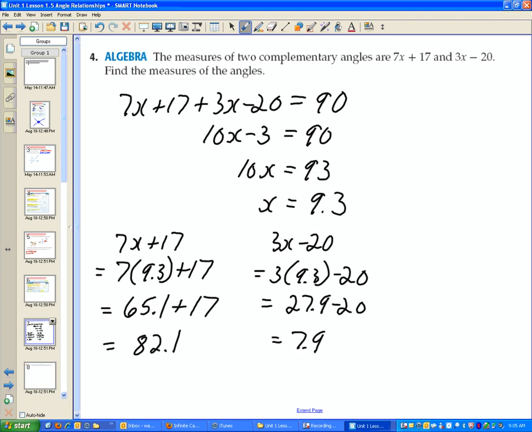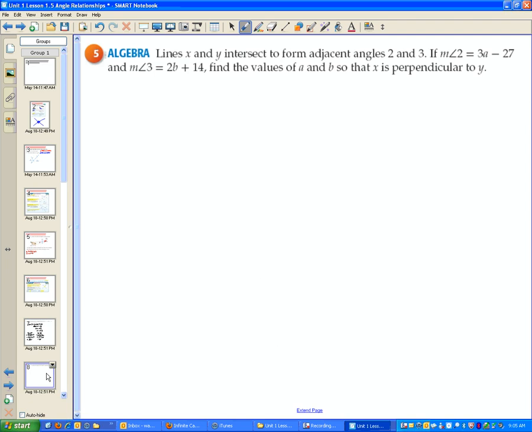Let's do number 5. Lines x and y intersect to form adjacent angles 2 and 3. If the measure of angle 2 equals 3a minus 27, and the measure of angle 3 equals 2b plus 14, find the values of a and b so that x is perpendicular to y. Oh, I'm glad I read the whole thing. X is perpendicular to y, or at least it's supposed to be.